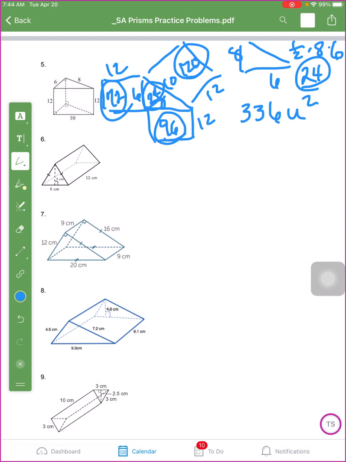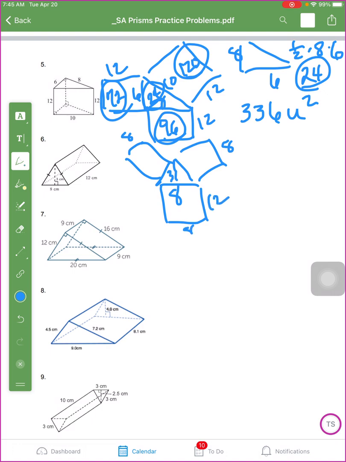All right, for the next one, it looks like we have a triangular prism again. This time, it looks like we have an equilateral triangle. So we have 8, and it has a height of 3. So I'm going to draw the rectangles off of each of the sides of the triangle. So each of these are going to be 8. So this is 8, this is 8, this is 8. And then the height is going to be 12 for each of them.